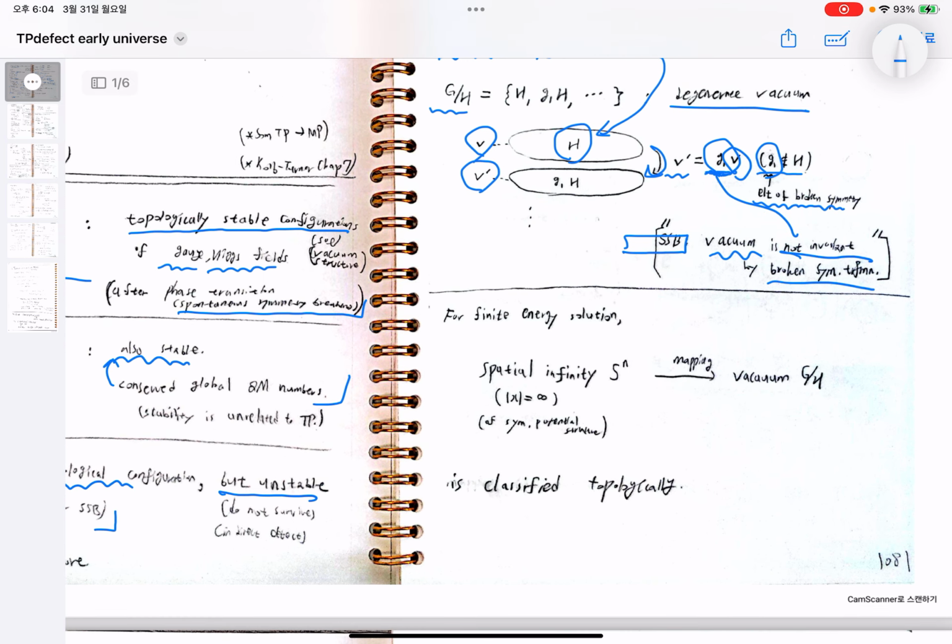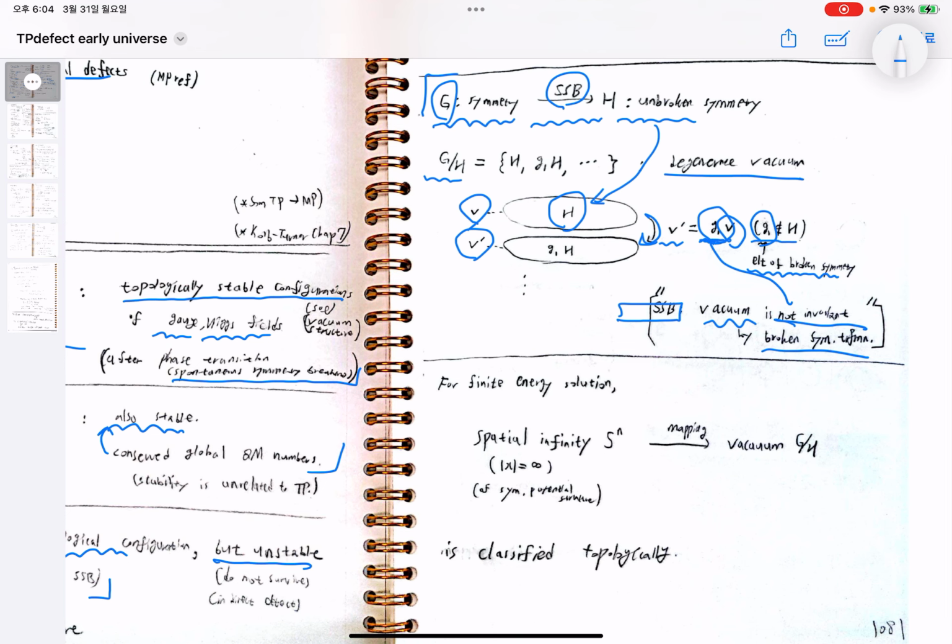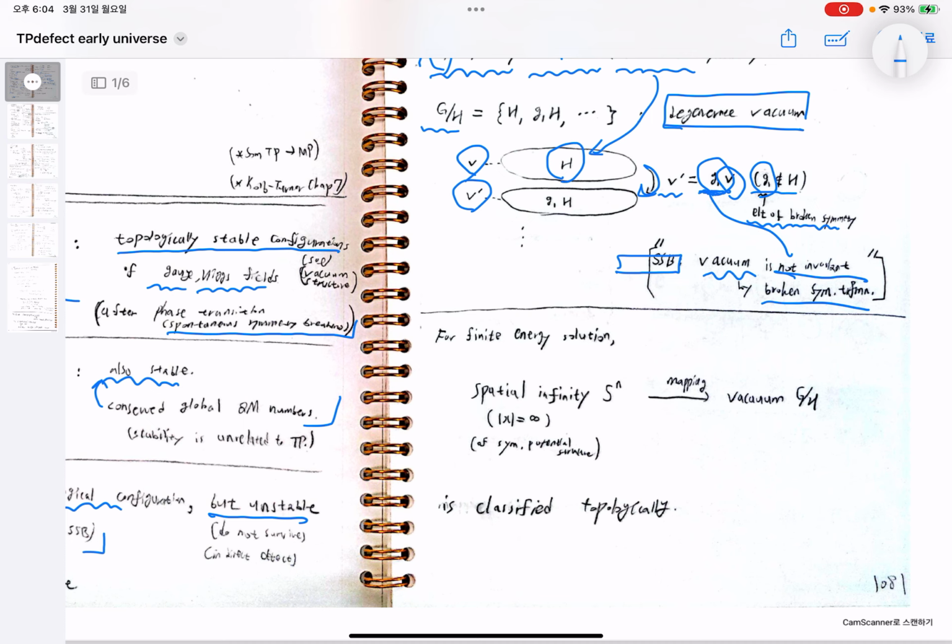And under such a spontaneous symmetry breaking, there exist the degenerate vacua given by the quotient group G/H, and we want to obtain the finite action solution or finite energy solution. So to obtain such a finite energy, we should assign a vacuum state from the spatial infinity. The spatial infinity is usually given by the n-sphere. And we should map each point to the vacuum state in the vacuum structure, such a vacuum manifold, and this mapping can be classified topologically.